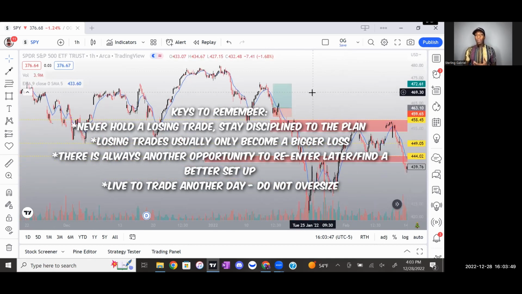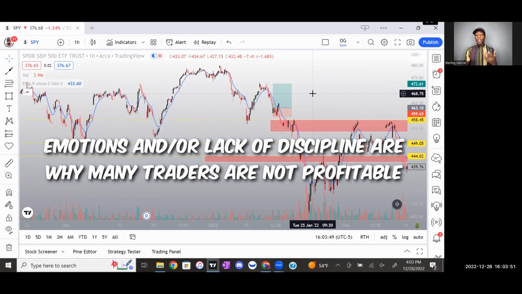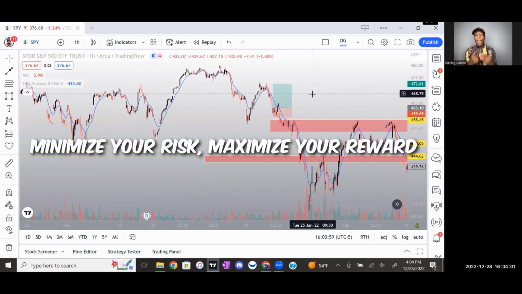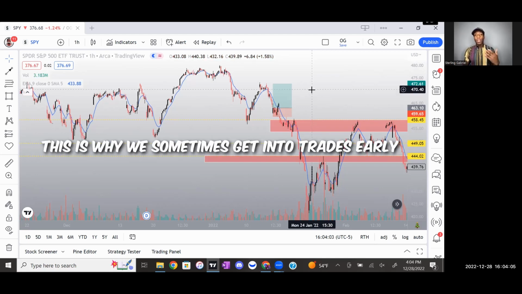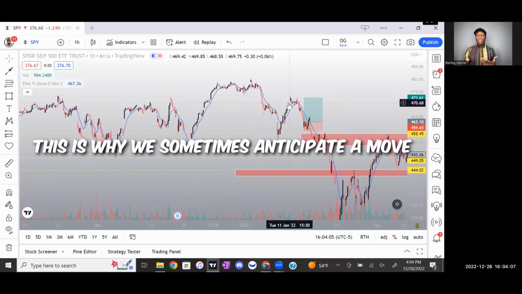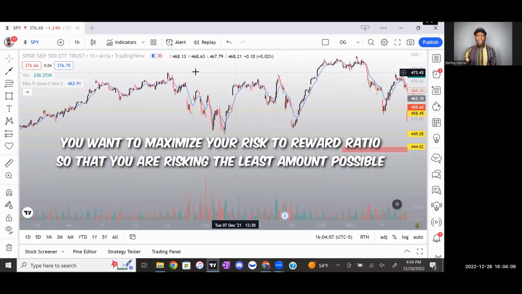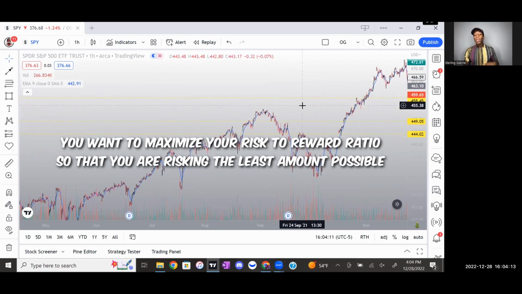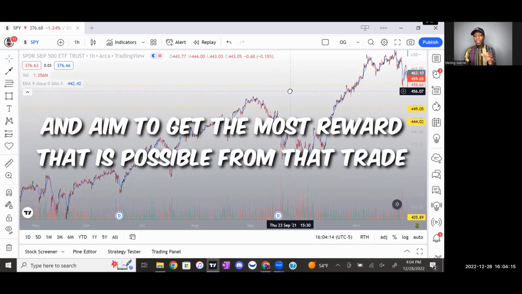If you do not have your stop loss set, your emotions are going to get in the way. You're going to be thinking, okay, maybe it can come back to me. Maybe it can come my way again. Maybe I can actually win off this play. No, you want to make sure that you have your stop loss set so that you minimize your risk and maximize your reward. Always. This is why we get into plays early. This is why we sometimes even anticipate them. You want to maximize your risk to reward ratio so that you're risking the least amount possible, but you're aiming to gain the most amount that you can from that specific trade.